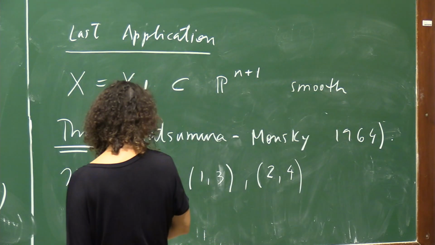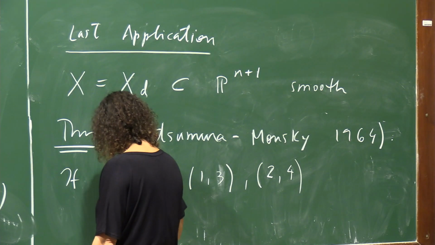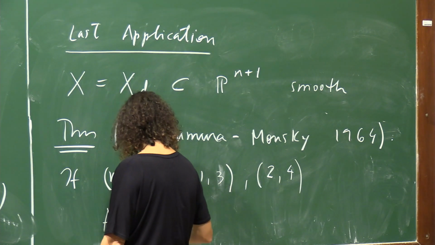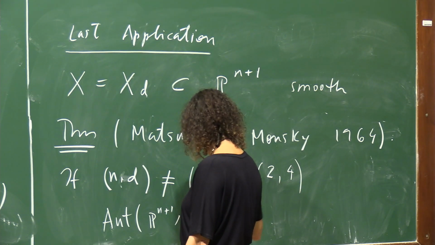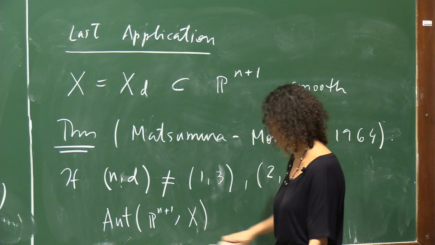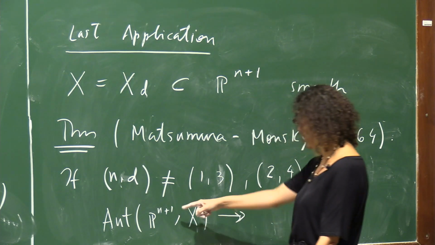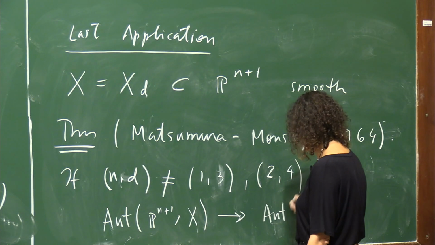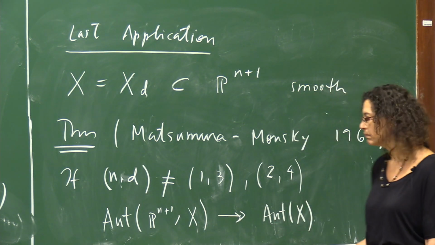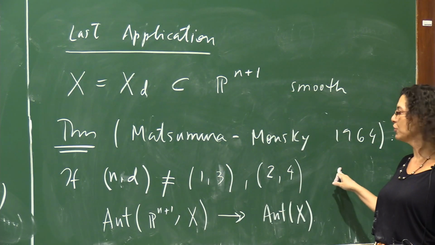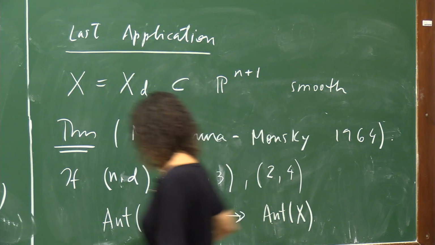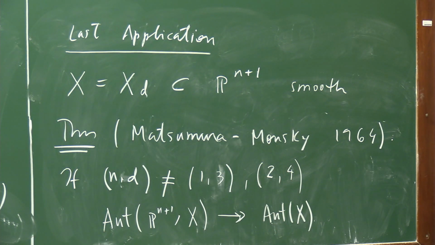So in other words, let me say this in symbols. If you look at the group of automorphisms of the projective space that stabilize the hypersurface, this group surjects by restriction onto the automorphism group of the hypersurface. And now we are led to consider these two exceptional cases. The first one is the case of the elliptic curve in P2. Well, let's look at those exceptional cases.